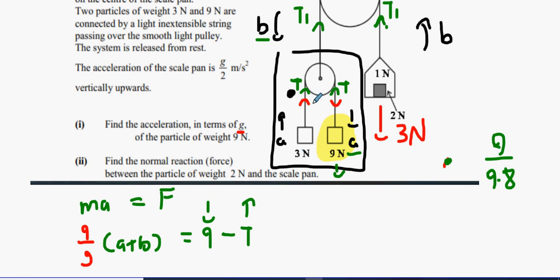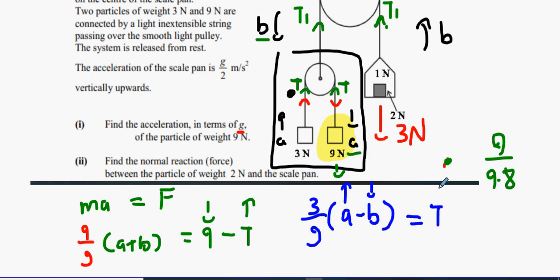Right. What about the next one for 3 newtons? It's going to be 3 divided by what? G, to find its mass, times its acceleration. What's its acceleration? A minus B or B minus A. What's the difference? Let's do A minus B. A minus B is assuming upwards beats downwards. So you need to lead with the upwards force. What's the upwards force?